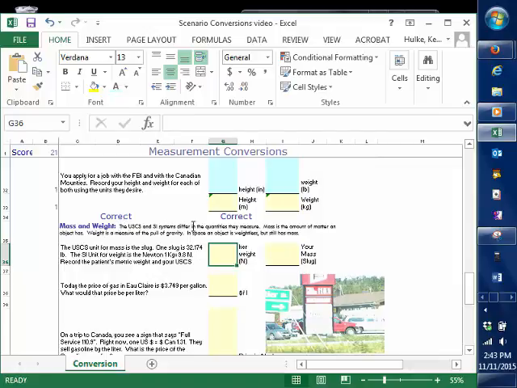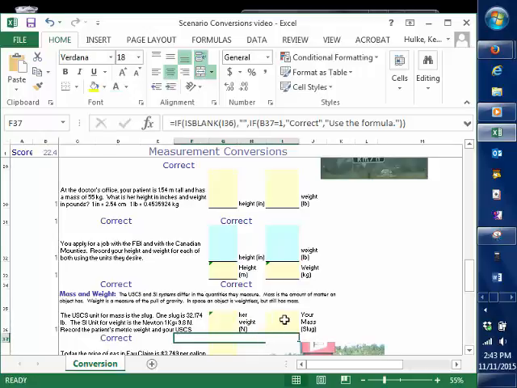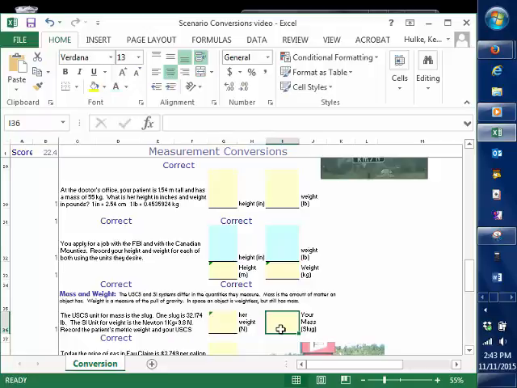Actually, though, the US and SI systems differ in the quantities they measure. Mass is the amount of matter an object has. Weight is the measure of the pull of gravity. So to convert her weight into newtons, you need to take the weight in kilograms, 55, and multiply it by 9.8, since 1 kilogram is 9.8 newtons, and that will be her weight in newtons.